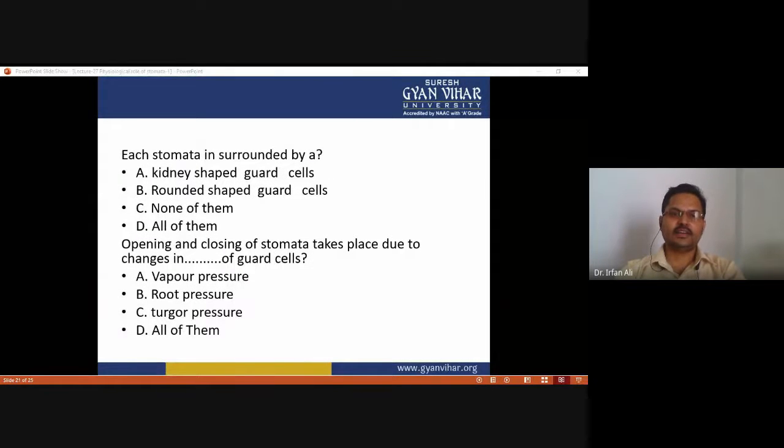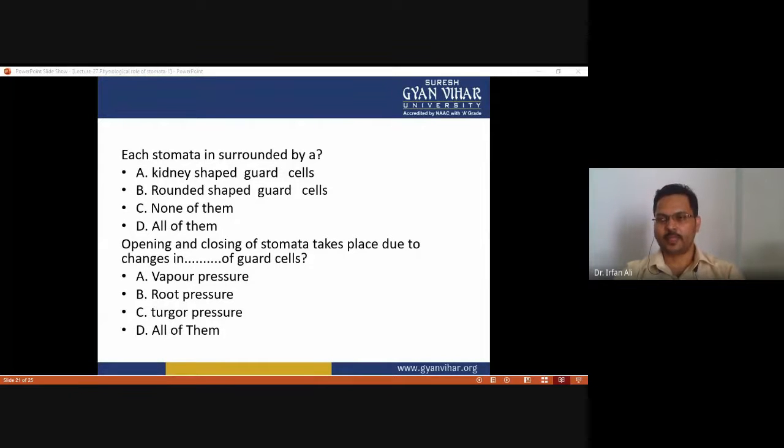Now the next one is: each stomata is surrounded by kidney shaped guard cells or rounded shaped guard cells. Which is the correct answer? Vijeta.